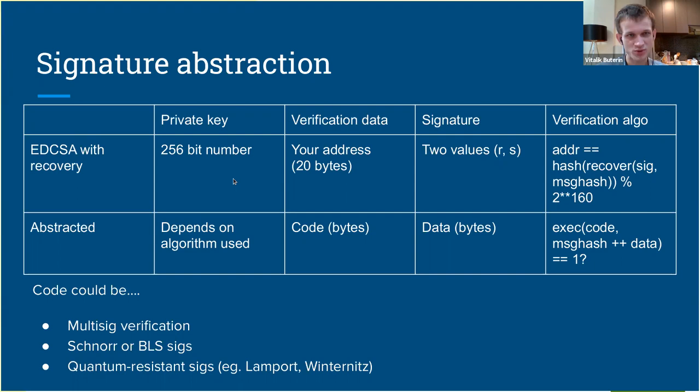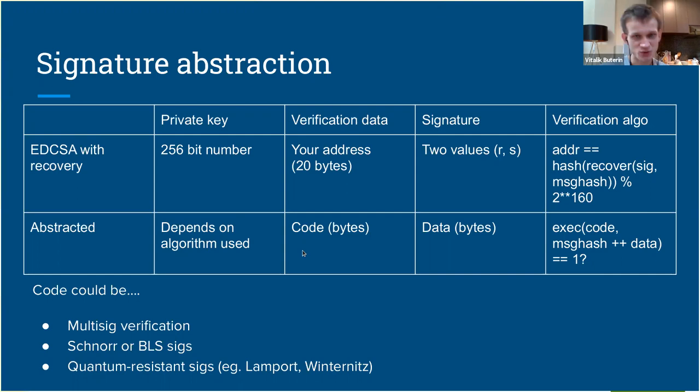It depends on the algorithm used. There could even be multiple private keys. There could be a lot of things. Verification data, instead of being an address, would be a piece of code. You can think of the code as being like your private key, right? And the code is just the thing that would execute the signature and verify whether or not it's valid.